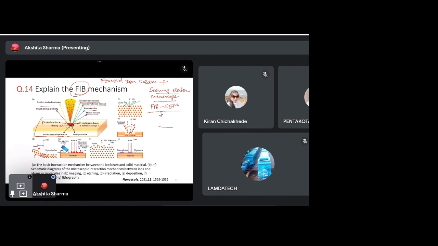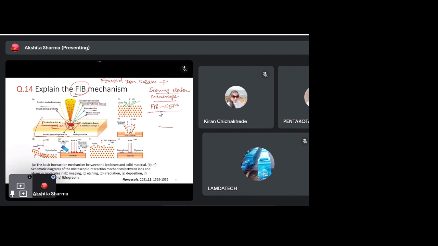When the ion beam bombards the surface of a solid material, then the interaction which happens after this emission, there can be a chemical reaction, there can be heating, there can be even a crystallization change. The atoms which are available over here can change. Okay, so the basic interaction mechanism between the ion beam and the solid material should be understood first.